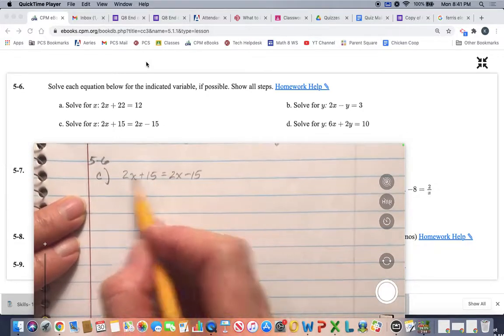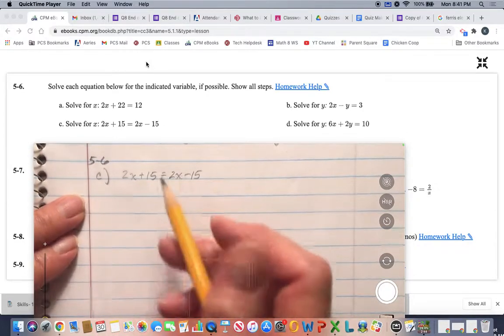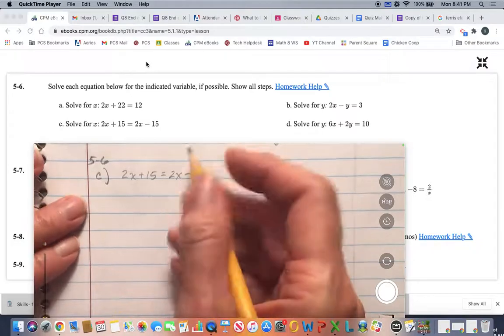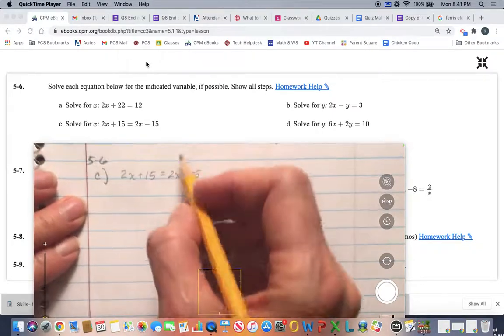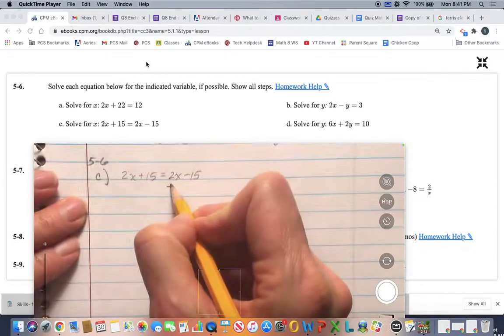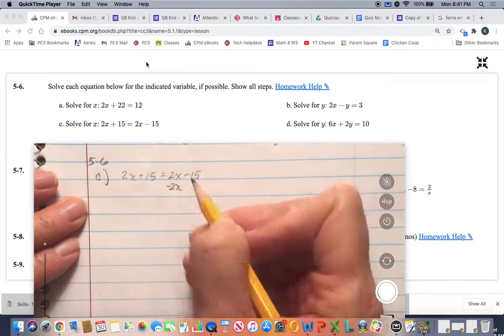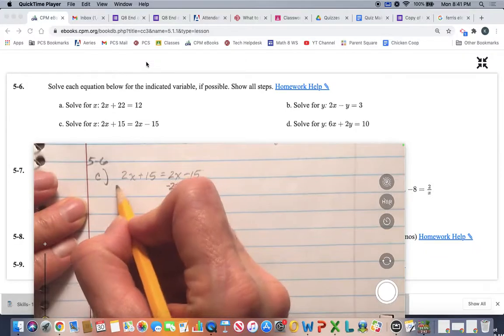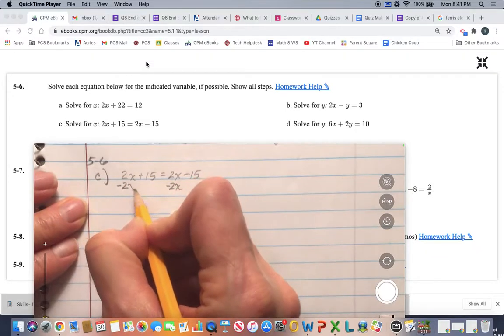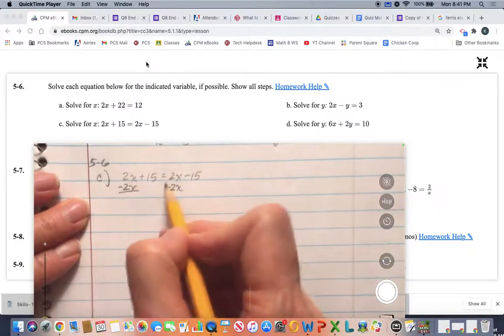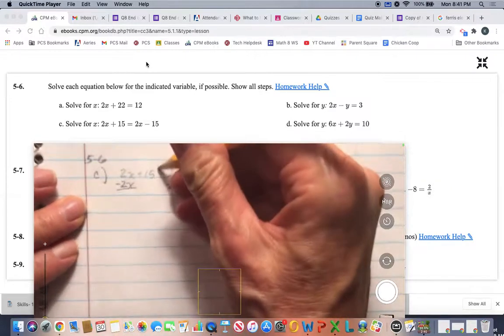Okay, so we have x on both sides, and we don't really want that. So let's try to zero out x on one side and see what happens. Okay, so a positive 2x plus a negative 2x will be equal to 0. And we have to do the same thing on both sides of the equation here.